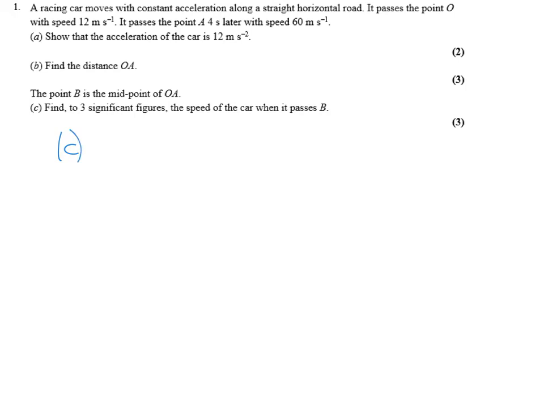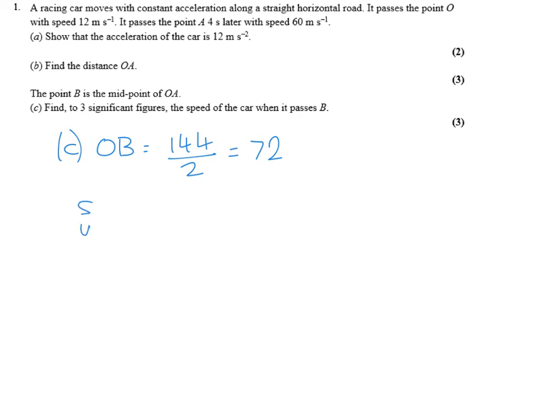In part C, the important thing to notice is that if B is the midpoint of OA, the only thing that you know is the distance from O to B. It doesn't tell you anything about the time, because unless it was travelling at constant velocity, the time wouldn't be halved, so don't try and divide the time. What you do know though is that OB is your previous distance of OA divided by 2. 144 divided by 2 is 72, not as some of you put 74.